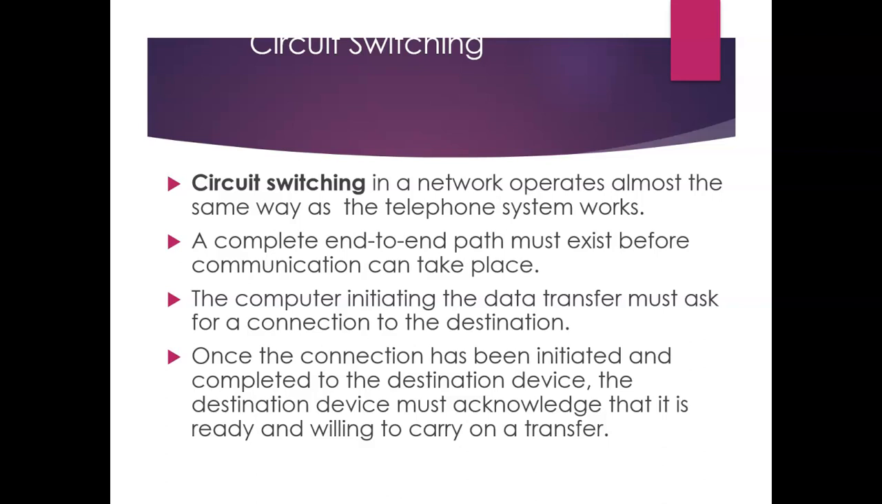The complete end-to-end path must exist, and afterwards all the data packets take the same path. That is the working concept behind circuit switching. Each data packet doesn't take a different path; it takes only one common path. Once a connection has been initiated, it continues until the acknowledgement is sent to the receiver, which means the packet has been received. Once the data transfer is complete, it terminates the connection so that others can use it.